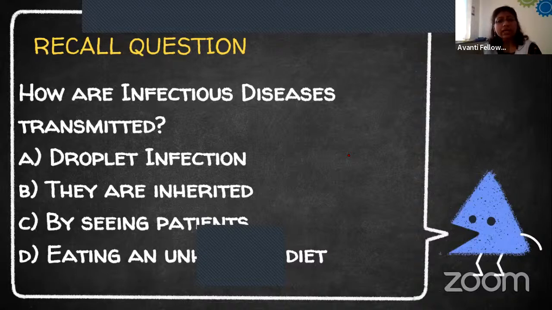Option D says by eating unhealthy food. See, eating unhealthy food causes some deficiency, but it never leads to a disease. We have already studied the difference between disease and deficiency. So the only option left here is droplet infection. Droplet infection is our correct answer for the question of how infectious diseases are transmitted. Is it clear to everyone?